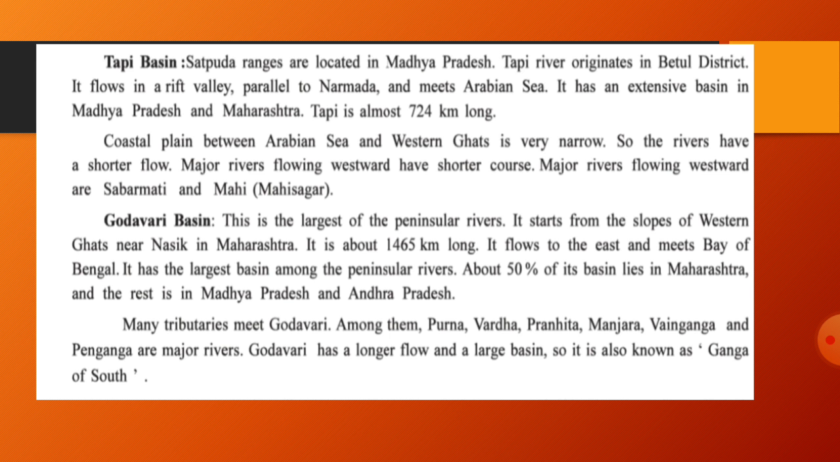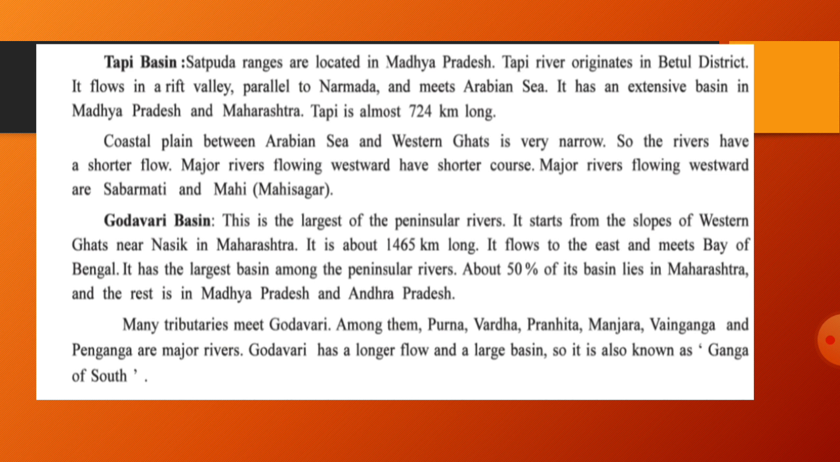The next is the Godavari Basin. The Godavari is the largest of the peninsular rivers, and it is about 1465 kilometers long. It starts from the slope of the Western Ghats near Nasik in Maharashtra, flows toward the east and meets the Bay of Bengal. About 50% of its basin lies in Maharashtra, and the rest lies in Madhya Pradesh and Andhra Pradesh.